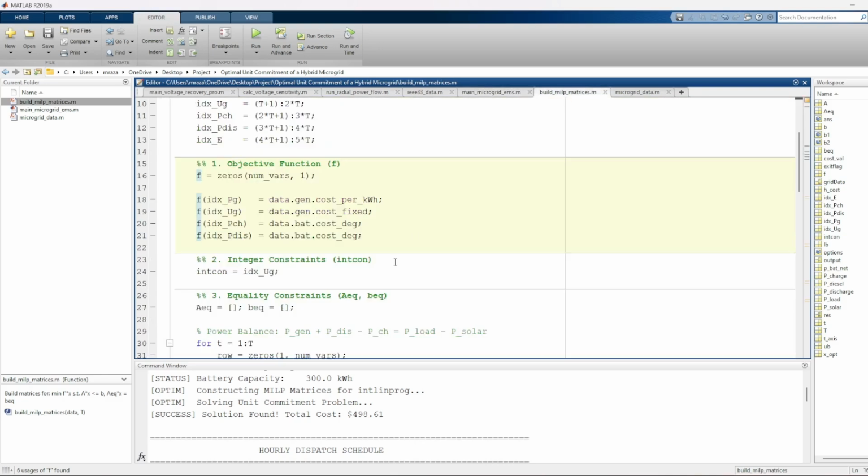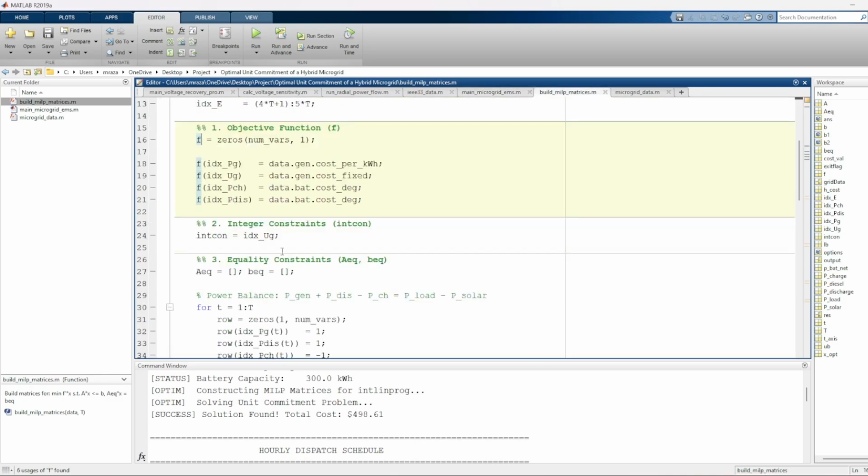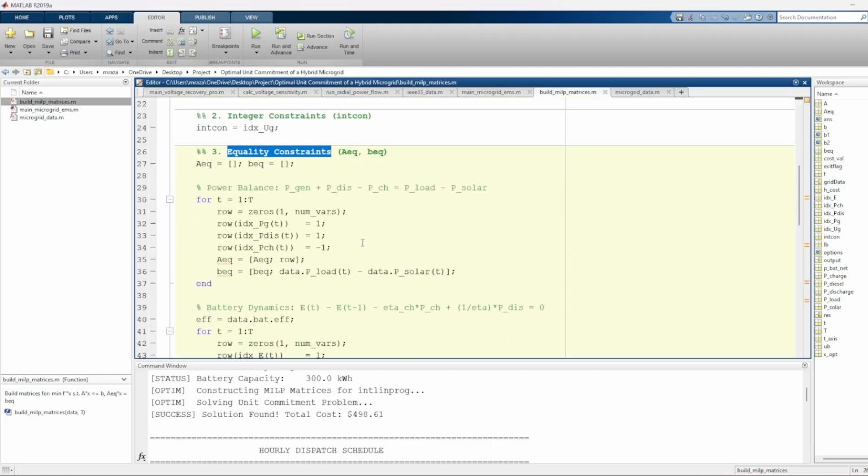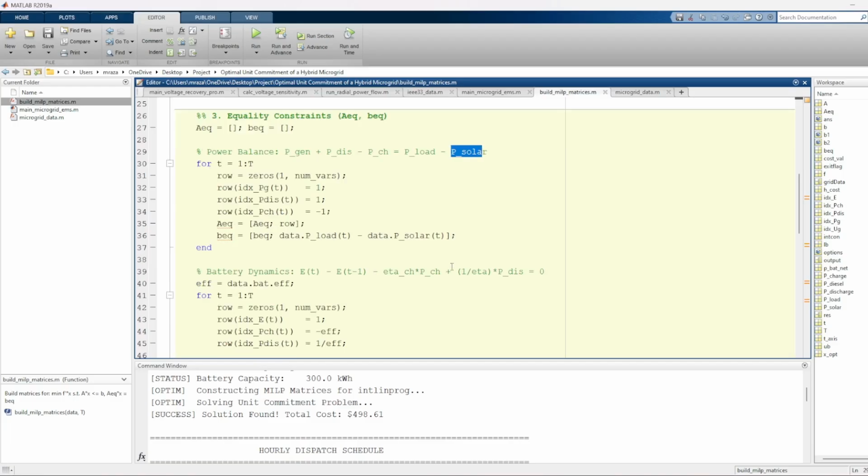So after this, we have a call for other stuff, and here are our equality constraints. So what exactly are these equality constraints? They ensure supply equals demand for each hour, and here you can see our generation in the form of diesel plus our battery discharge, and if we are charging the batteries, we subtract that, and it equals our load minus P solar, how much we are taking from the solar. So that power will be deducted from the load. That's how all the logic works over here.